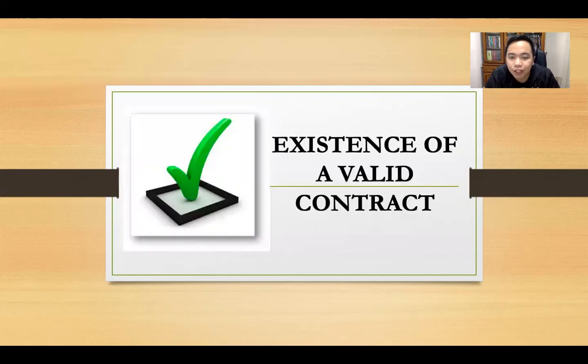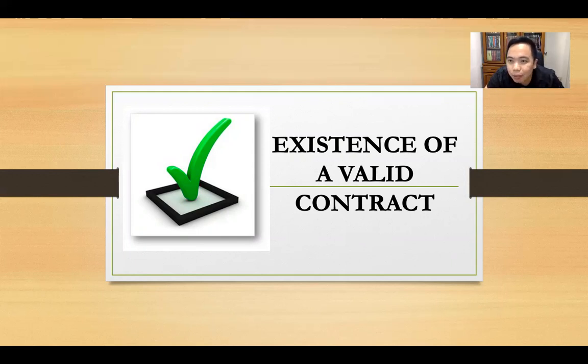Let us go to the first one. Existence of a valid contract, class. Again, you have to refer to the formalities required of a partnership. Go back doon sa diniscuss natin na formalities. Always look at the kind of contribution made by the partners, if it is a real property or a personal property or money consisting of 3,000 or more, etc., etc.